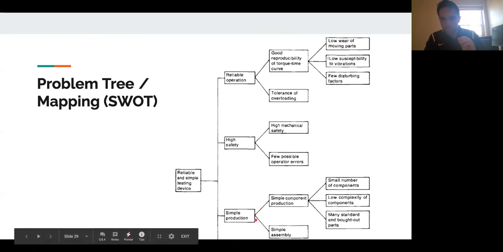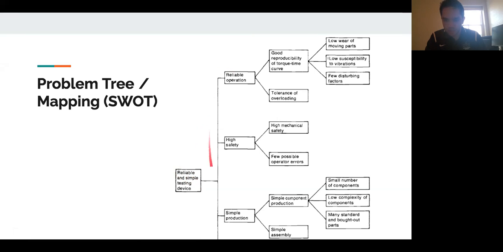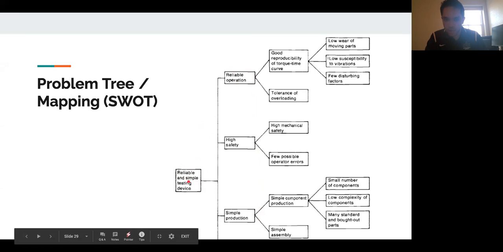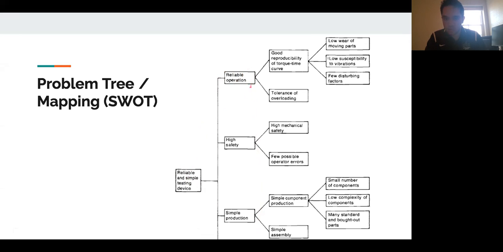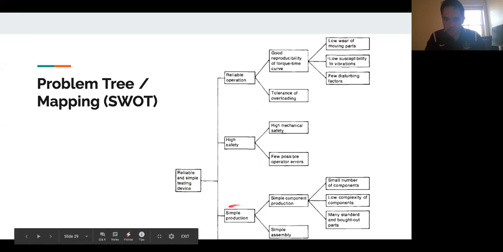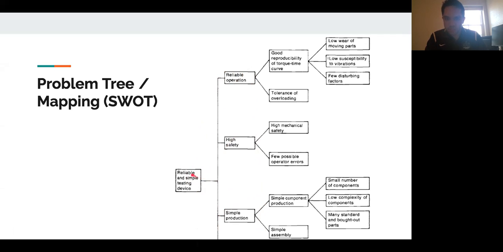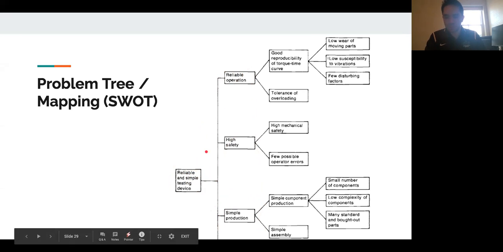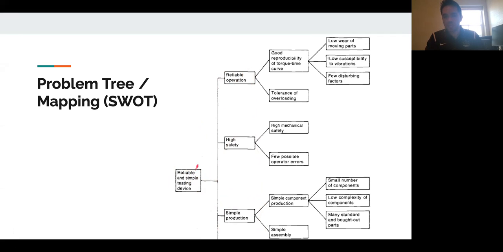One trend you'll notice here is that when the customer says they want reliable or simple, that's literally what is translated at the first level for design. They want reliable operation. They want a simple testing device, simple production. You can see how the QFD relationship starts to trickle down, because it's literally given to us by the customer, or what we perceive the customer has told us: in terms of reliability, this is what they want, which is operation.